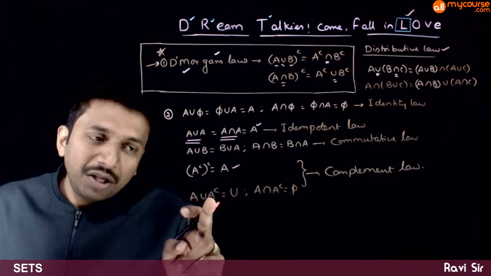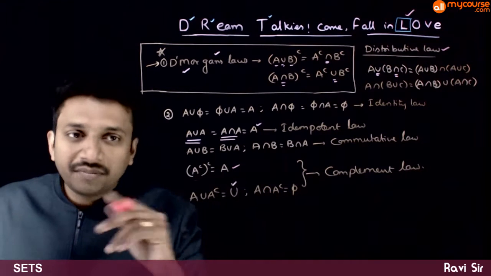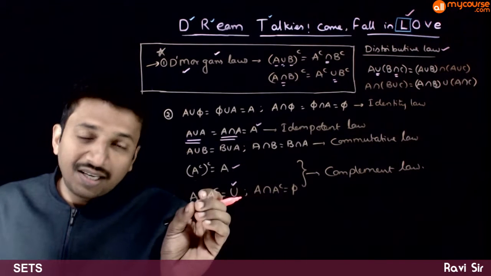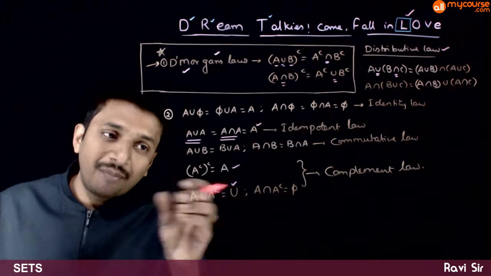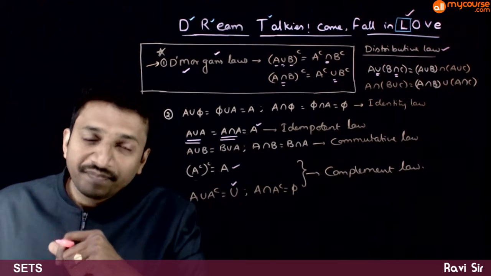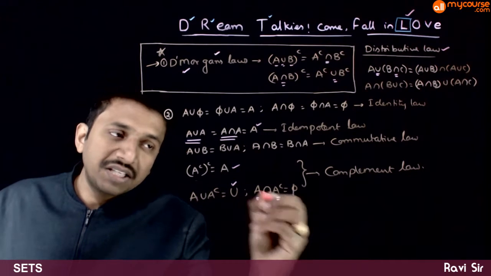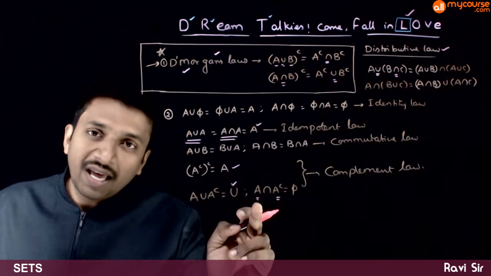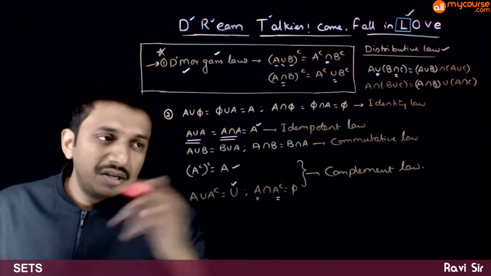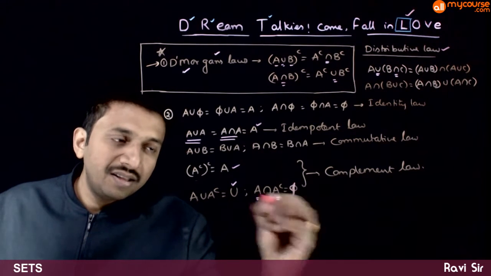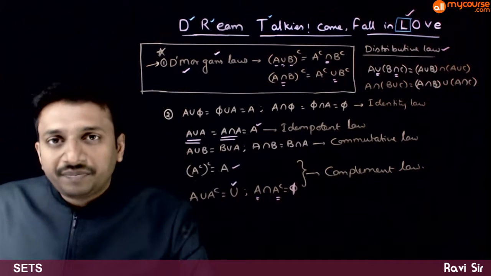A union A complement gives the universal set, that is, elements in A and elements not present in A combined form the universal set, obviously. And A intersection A complement is phi, because A and A complement do not have any common elements. So these are the laws that you need to remember.